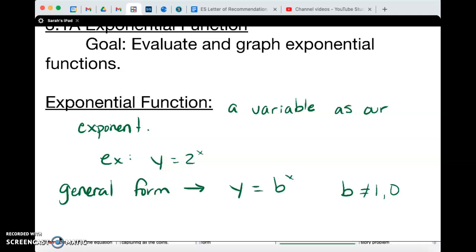Because if it was just y equals 1 to the x power, 1 to any power is just 1, so you have a horizontal line. So it's not really giving any graph of an exponential. Same thing with 0. You just have a horizontal line, so it's not really an exponential. Negative 1. Yeah. Okay. So we're going to focus on these.